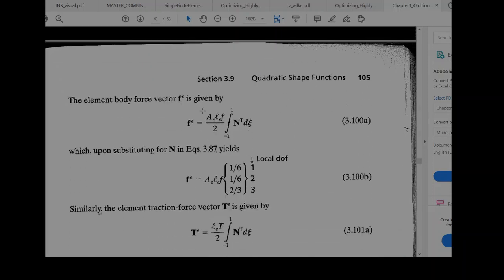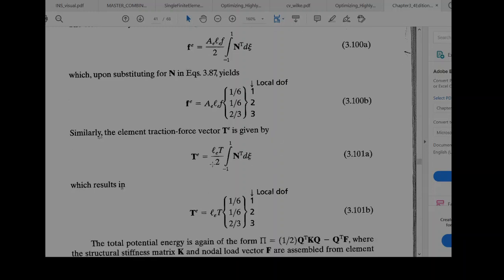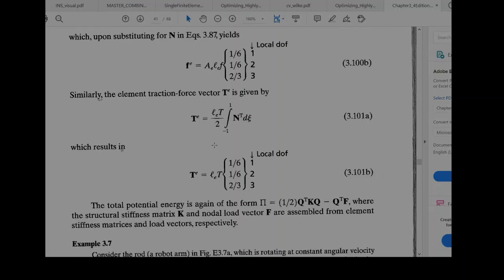Here's an example of the element body forces. Again, this is that split 1/6, 1/6, 2/3 that we spoke about. This is only valid for a constant area and a constant body force along the length of the element. Here's an example of some of the tractions. This is a surface traction all along the element. We looked at tractions at a cross section of the body. That was a point force that we saw that resulted.